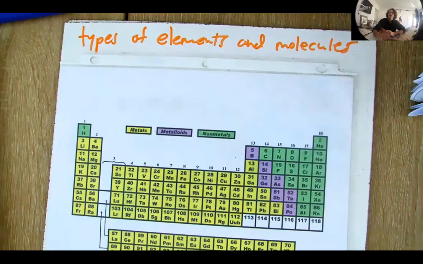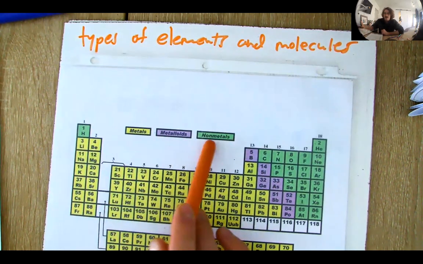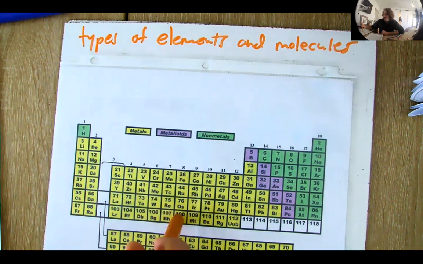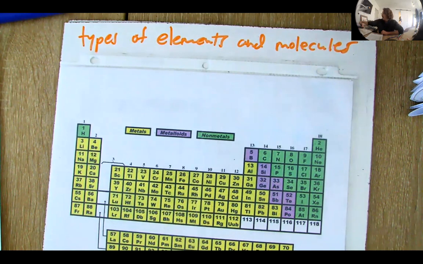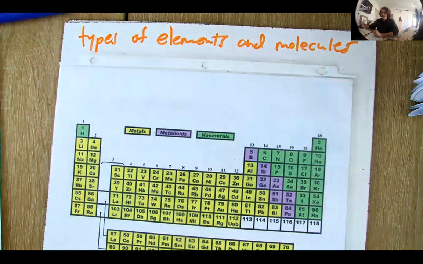Next topic is types of elements and molecules. All right, there you go. First, the types of elements are the metals, the metalloids, and the nonmetals. I believe this periodic table is in the important links to resources, and you should be able to memorize where the metals, the metalloids, and the nonmetals are just by looking at the periodic table, even if it's not color-coded.